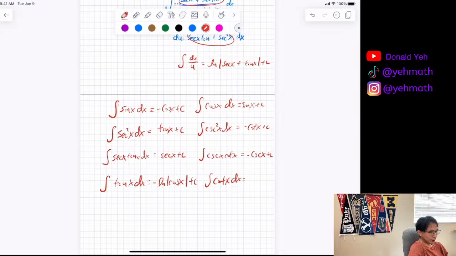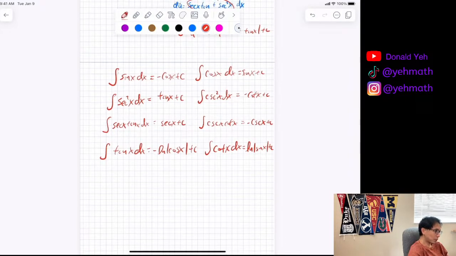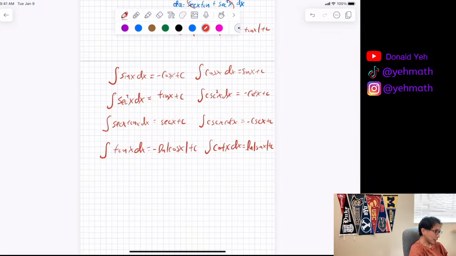What is the integration of cotangent of x? There's no negative sign in the front because this one doesn't need a negative, because u is on the bottom, so u equals sine of x.